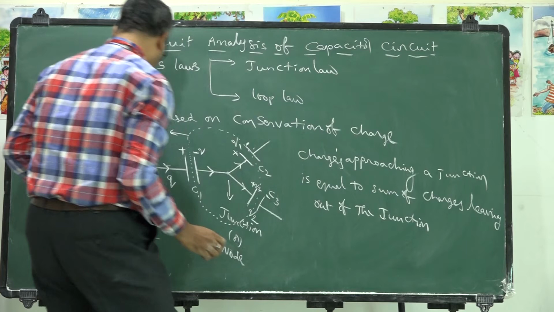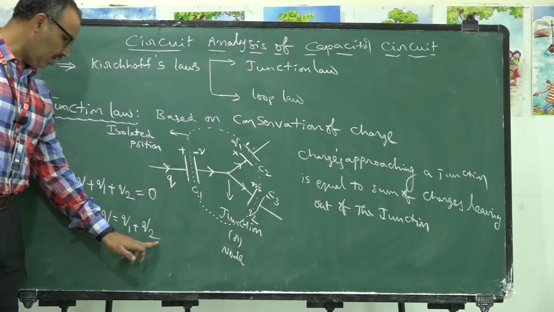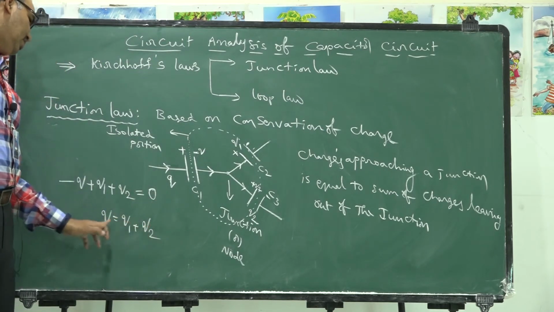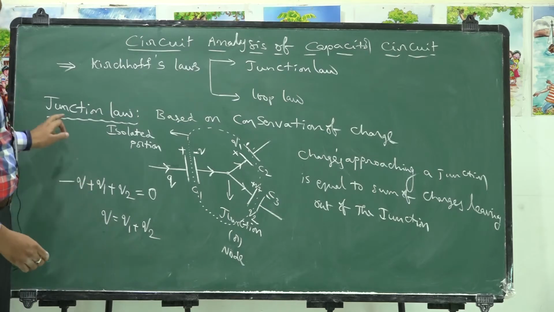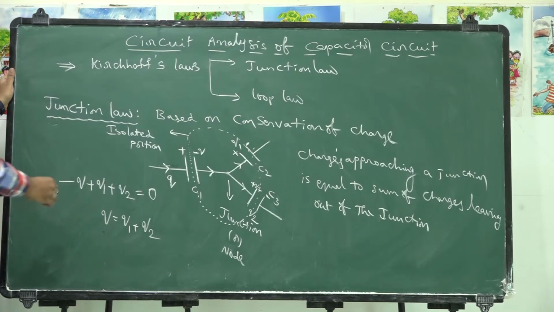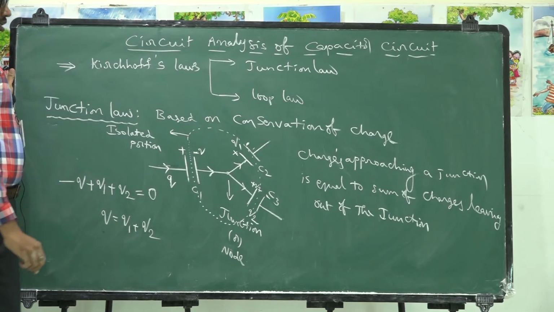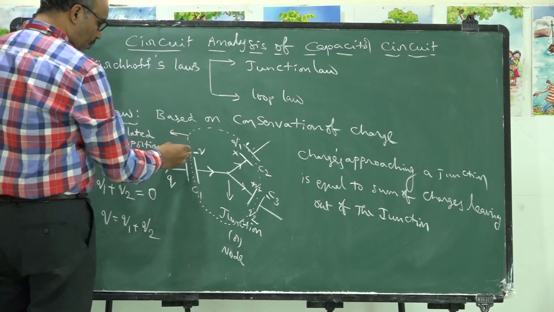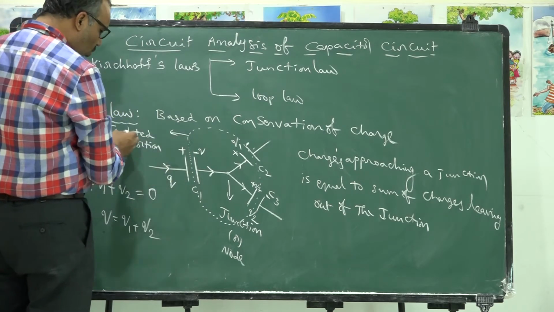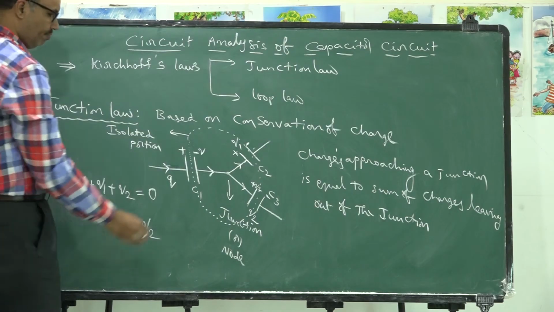Here the approaching charge is Q, and the leaving charges are Q1 and Q2. Their sum is equal to the approaching charge. This law is called the junction law. In the junction law, the important point you should understand is how to select the isolated portion.